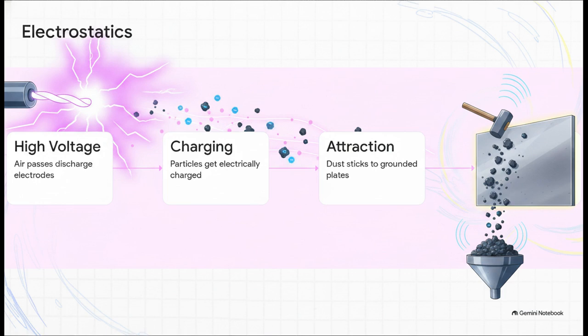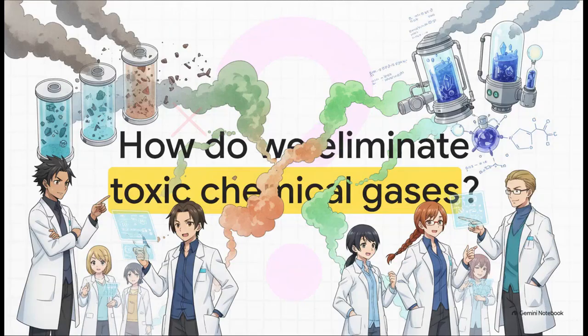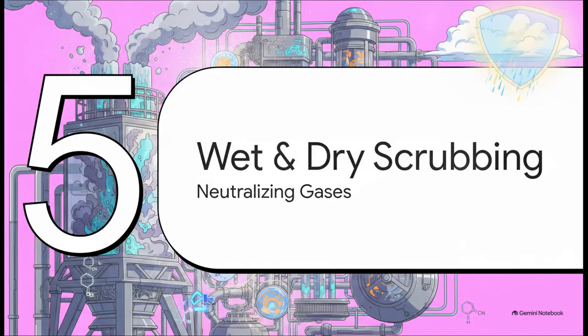And Step 4. A mechanical wrapper strikes the plates, causing the accumulated dust to shear off and fall into the hopper. At this stage, we've mechanically filtered out all the solid matter. But we're still left with dangerous gaseous pollutants, things like sulfur dioxide. Since they aren't solids, no physical filter or static magnet is going to catch them. This requires us to completely shift our focus from physics straight over to chemistry. Section 5. Wet and dry scrubbing.